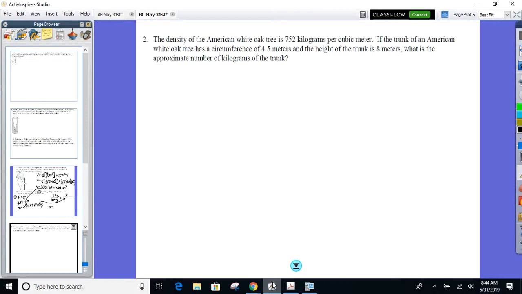Second thing, quick check on our units. Where are we as far as the units go? Do we need to convert or are we okay? 4.5 meters for the circumference, and the density is per cubic meter, so we're good to go.